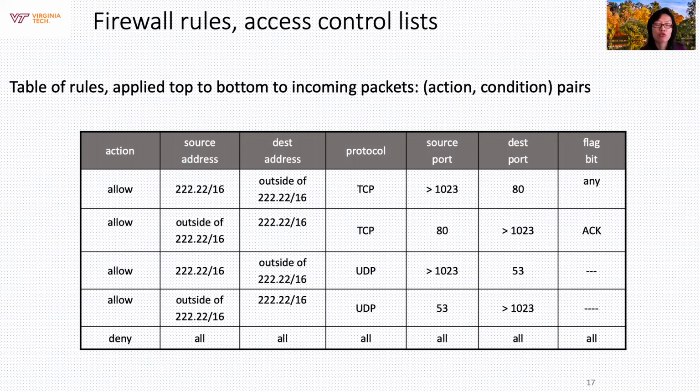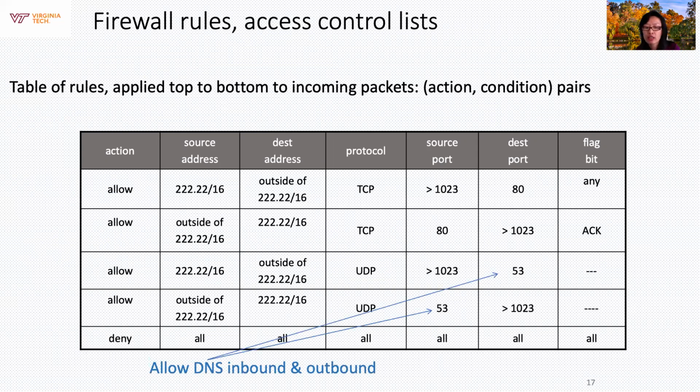Like the first rule, the source is within the organization and the destination is anything outside, so that makes it outgoing traffic. The second rule is the reverse, which means it's incoming traffic. The destination is within the organization, right? Port 53 is the default DNS port. DNS also uses UDP. It's unreliable, but most of the time it's fine because it's very small. And so this means that incoming and outbound DNS traffic are all allowed.